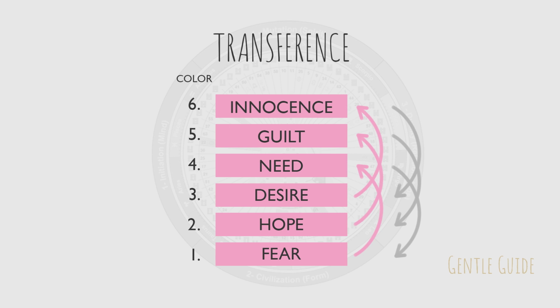Transference for number 6, which is innocence, is number 3, which is desire. Instead of being a passive role model, you start leading and forcing people around. You're acting out of your personal agenda to change the world by force or by doing. That demands more of your effort, and it will never bear the right fruits.